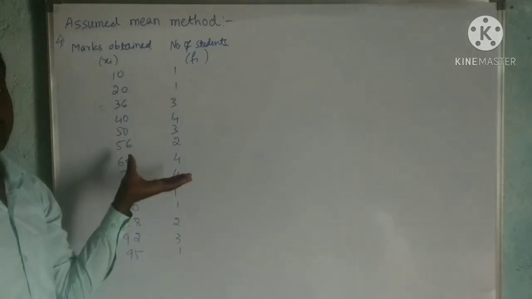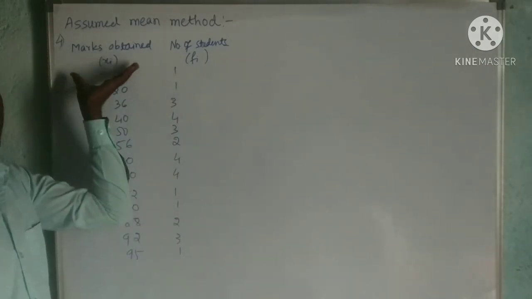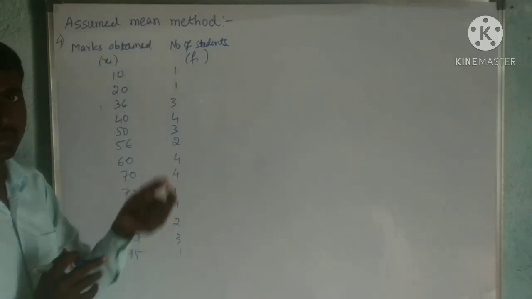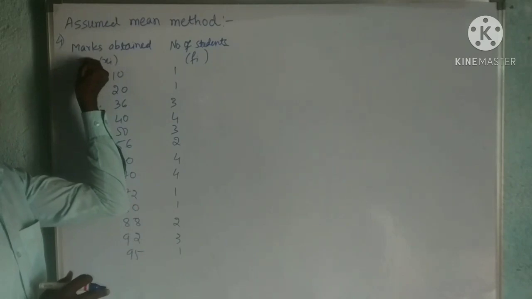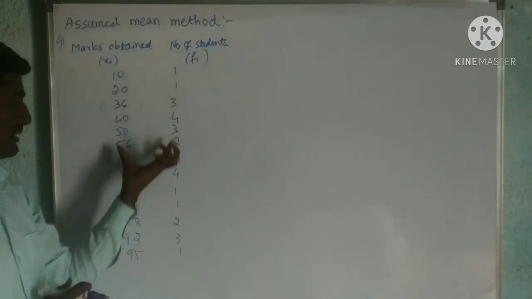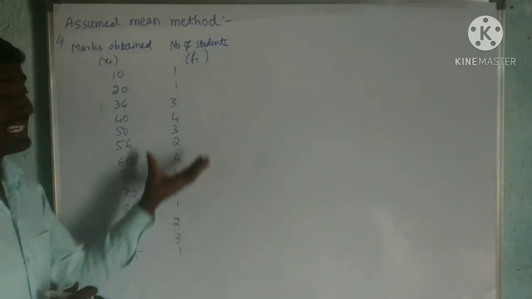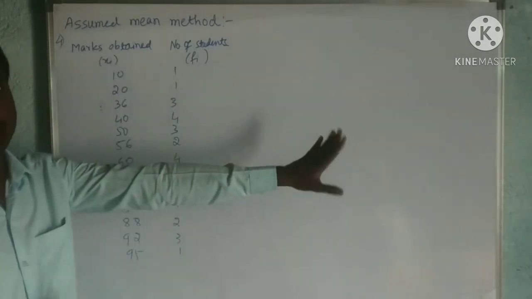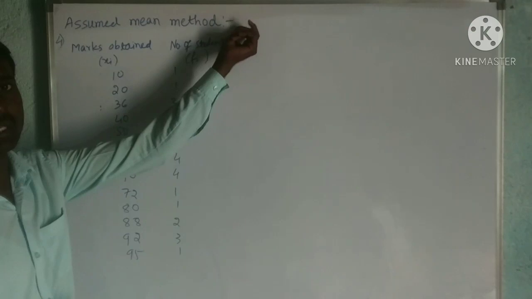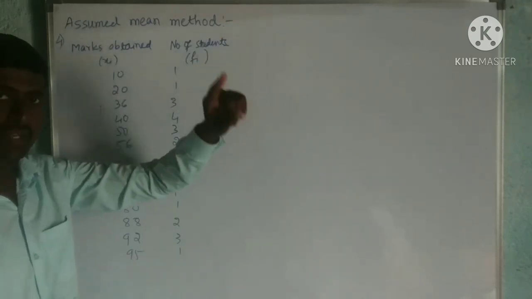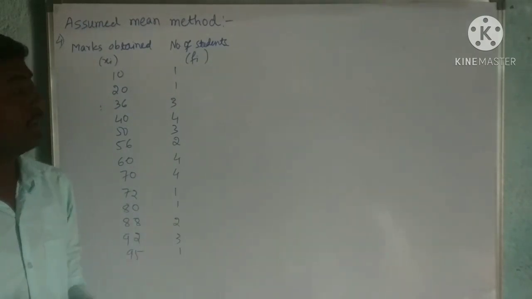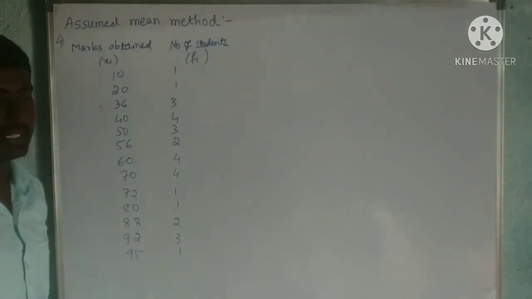Now let us take the next problem, that is the fourth one. We take the first question as the fourth one. It is not continuous. They have given a discrete frequency distribution table. We have to find the mean by the assumed mean method. Already we solved this by the direct method. Here also you should get the same answer by the assumed mean method.